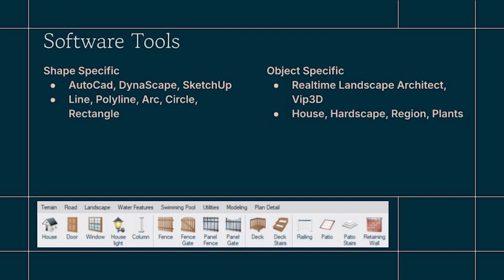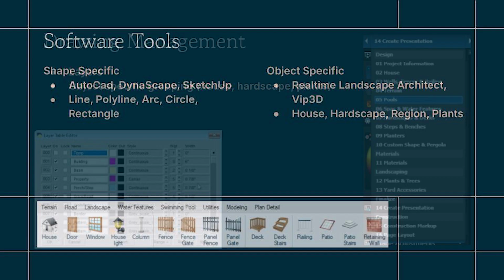Both of these types of tools have their own benefits. The shape-specific tools might be easier to read if you are using the drawing to actually build the design, while object-specific tools might be more visually attractive since they have realistic textures attached to them.